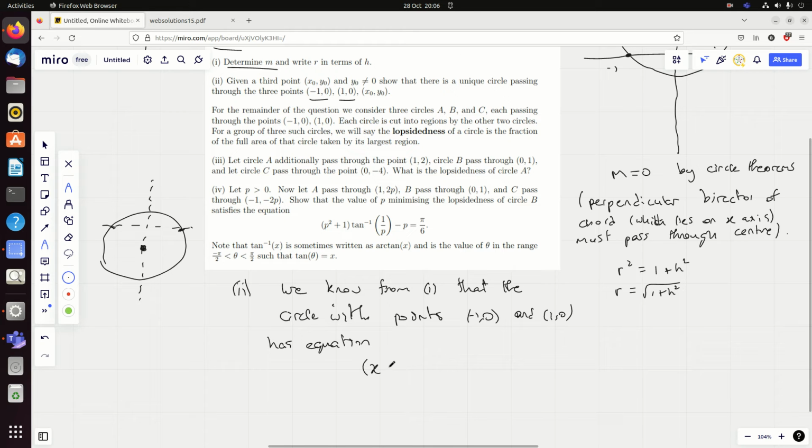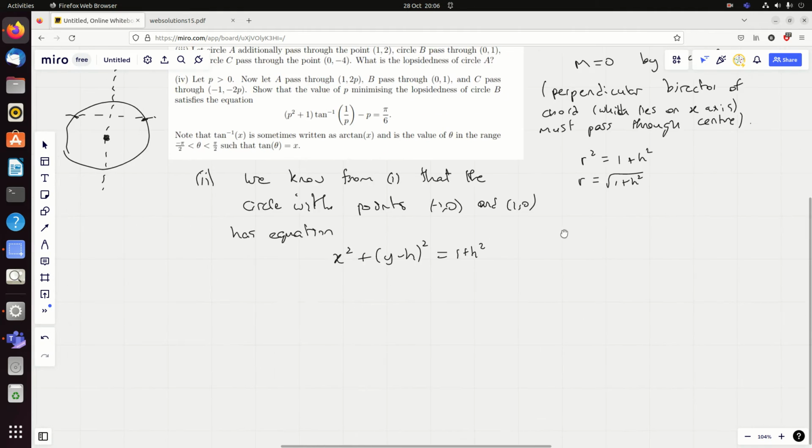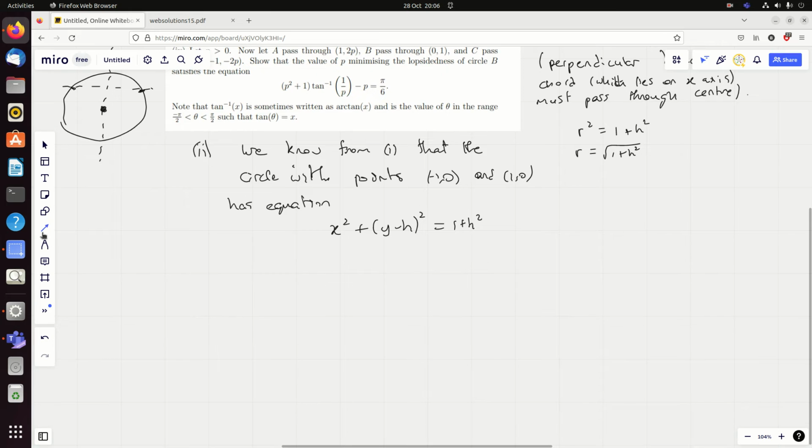But you've got x minus 0 squared, haven't you? Because it lies on the y-axis. So you've just got x squared plus y minus h squared equals r squared, yeah? But r squared is just 1 plus h squared. So let's get rid of r squared and write 1 plus h squared. Yeah, and that's just from the general equation of a circle, which you should be aware of. Yeah, so that's what we know from part one. Yeah, now a third point must satisfy this equation.